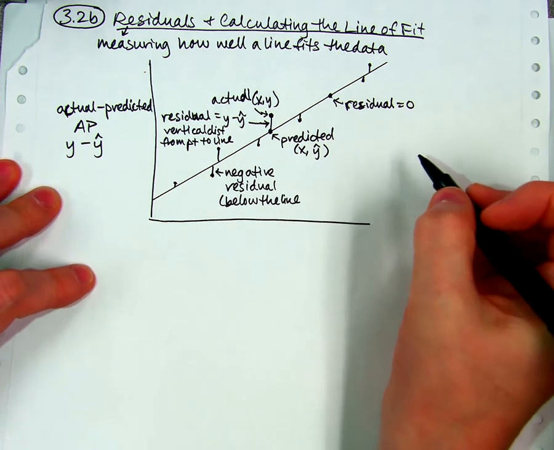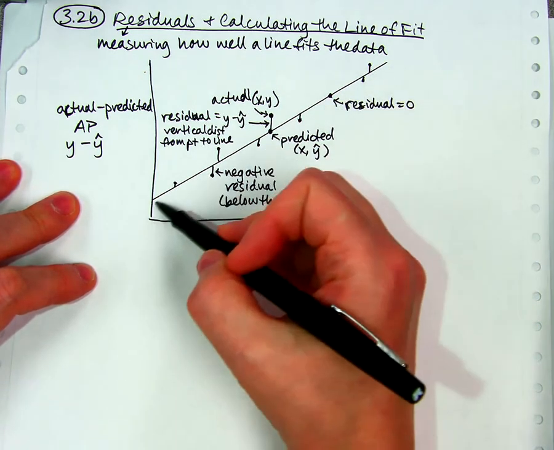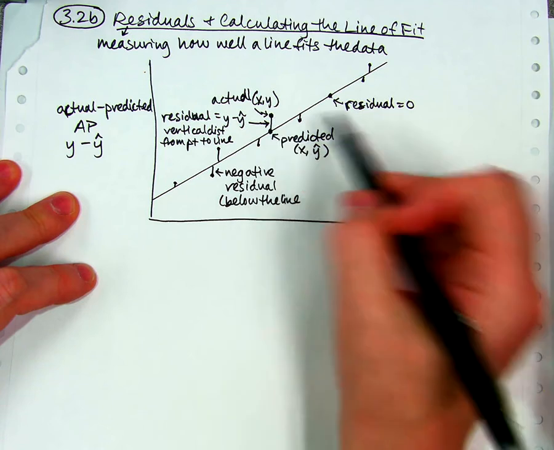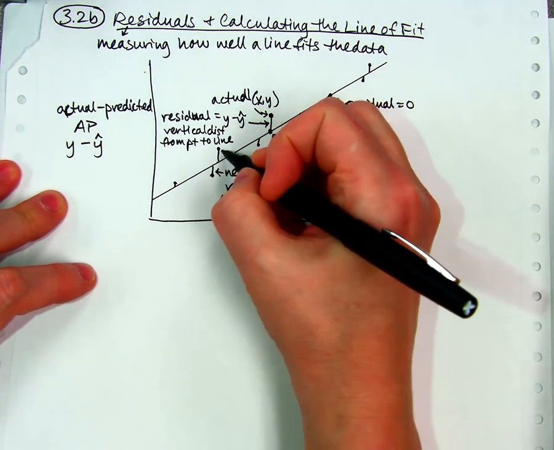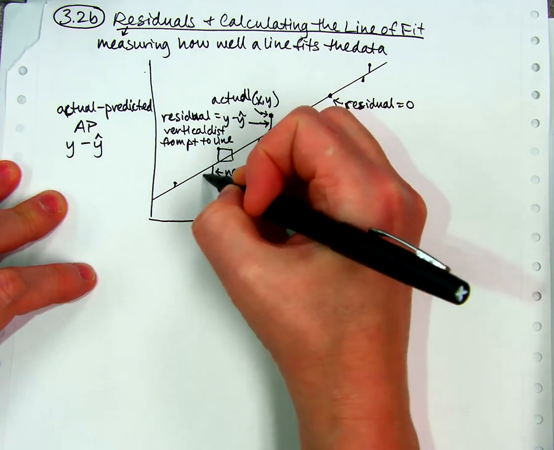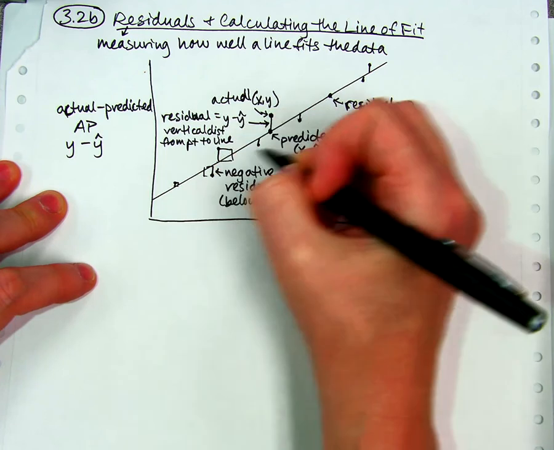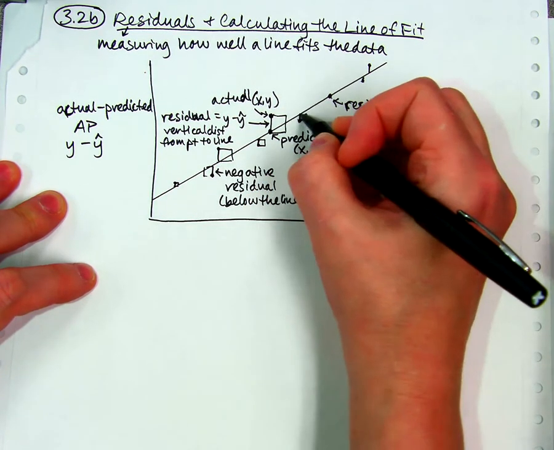All right, so what we're going to do is talk about, to get the best line of fit, we want to minimize those residuals. We want them to be as small as possible. In fact, what we do mathematically is we try to minimize the squares of the residuals, and you can visualize this by drawing the little squares. We want the sum of these squares to be as small as possible.